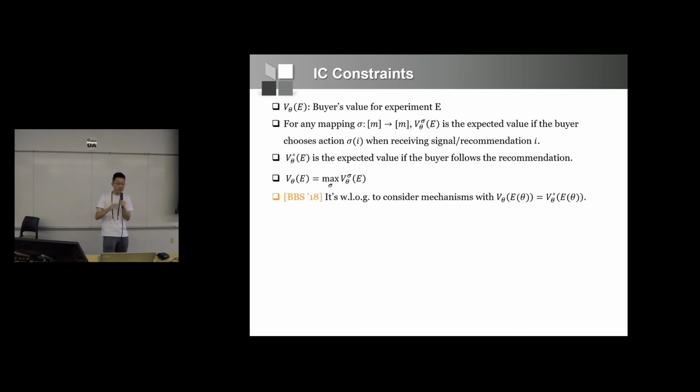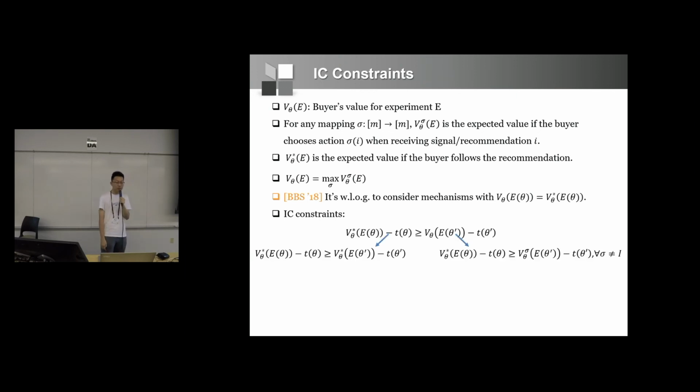So here's an observation from the Bergemann et al. paper. They show that it's without loss to consider mechanisms where, if the buyer reports truthfully, following the agent's recommendation will maximize the expected payoff. So with this observation, we are able to write our IC constraints. I guess it's more or less clear, except for the first term, we replace this V function by the V star function, according to the observation.